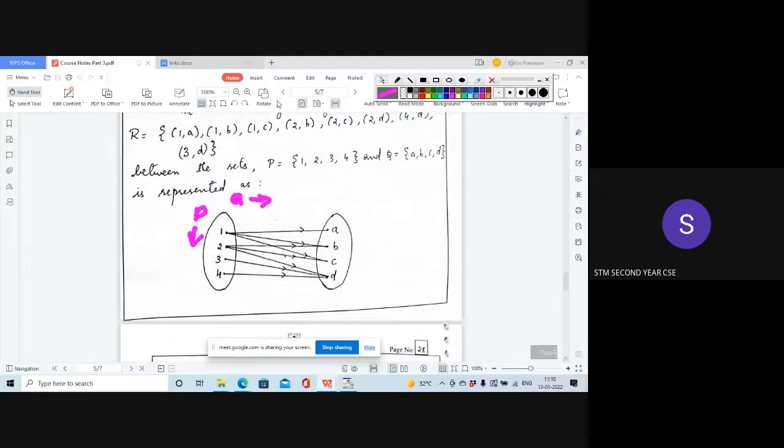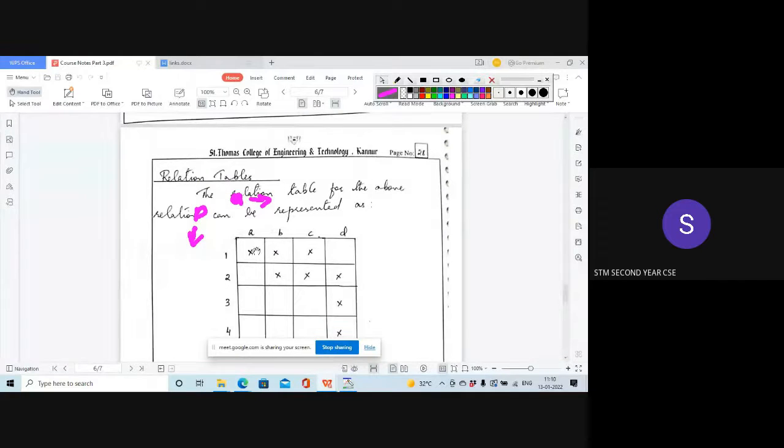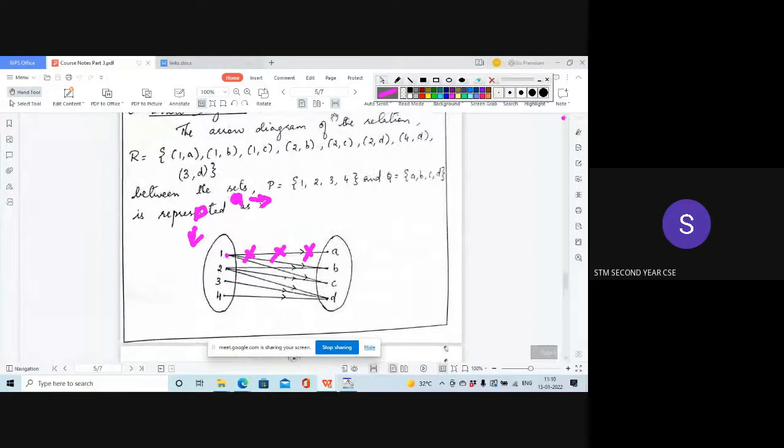See, in this relation we have 1A, 1B, 1C, isn't it? So in the relation R, 1A is present, so you put a cross. 1B is present, again you put a cross. 1C is also present, you put a cross. Now what are the other ordered pairs? The other ordered pairs are 2B, 2C and 2D.